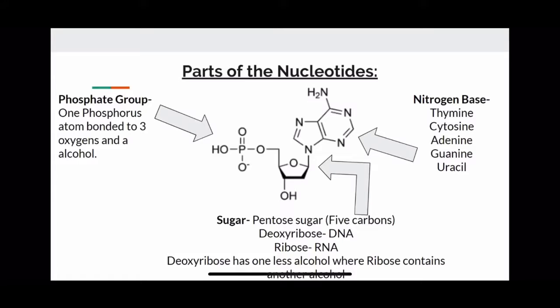Deoxyribose has one less oxygen, where ribose contains another. The third and final group is the nitrogen bases, which is thymine, cytosine, adenine, guanine, and uracil.